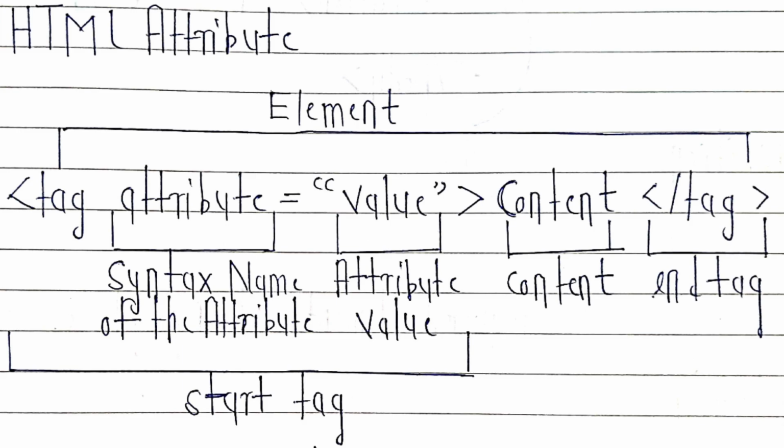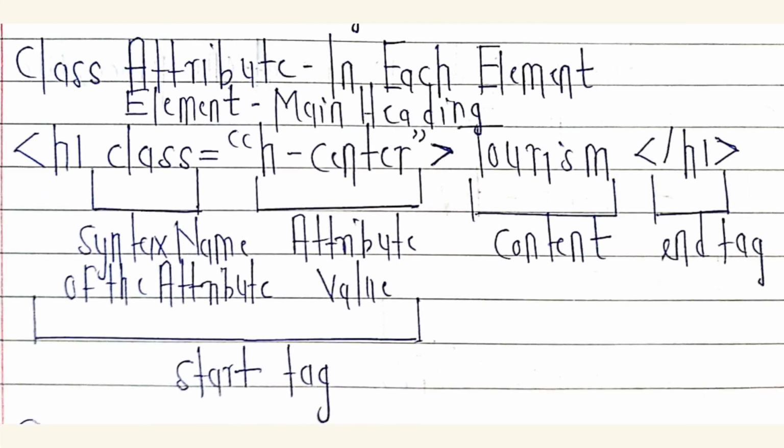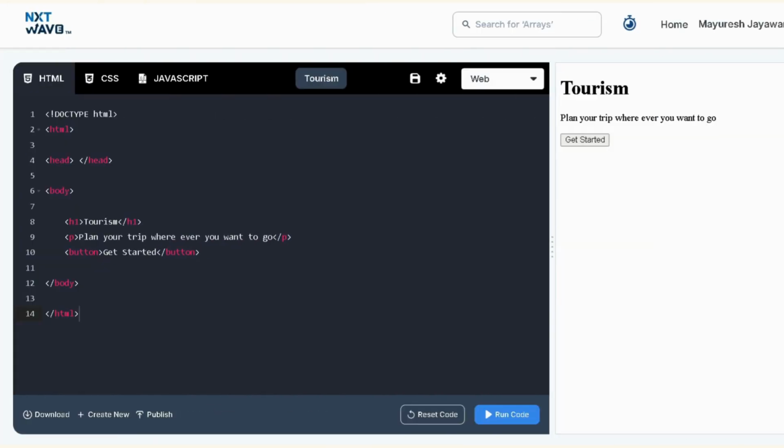Class attribute. Let's see a real example using the class attribute. Check this out. Attributes are used to provide additional information about an HTML element, and they are always defined in the start tag. Let's dive deeper into this attribute. Its syntax goes like this.